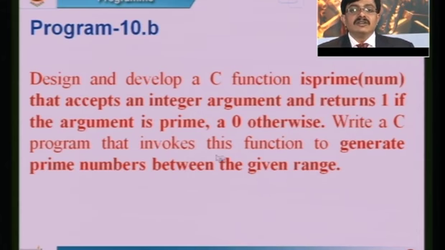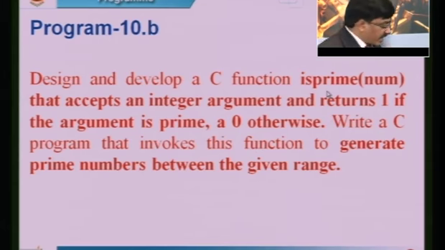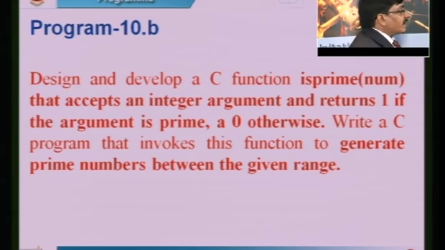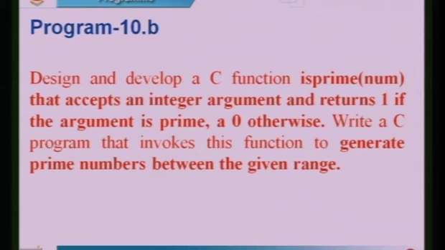Now using this function, what is to be done here? Write a C program that invokes this function to generate the prime numbers between the given range. So between the given range, whatever prime numbers exist have to be printed making use of this particular function. First of all, we should understand what exactly a prime number is. Basically, numbers which are divisible by only themselves and 1 are called prime numbers. We find no other factors of the number other than 1 and itself. Such numbers we call prime numbers.